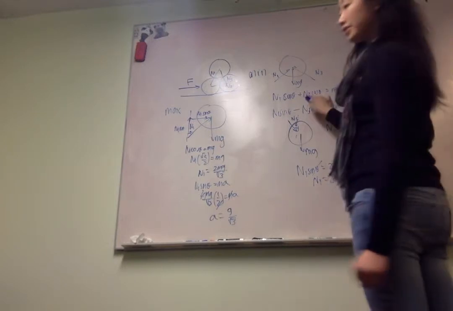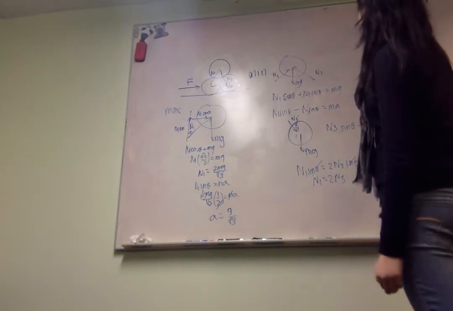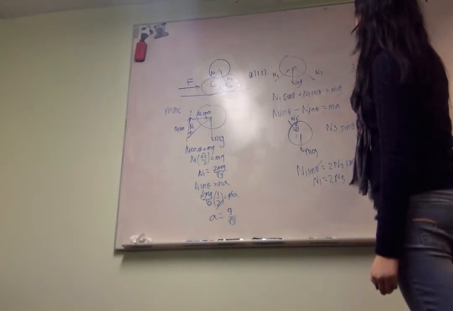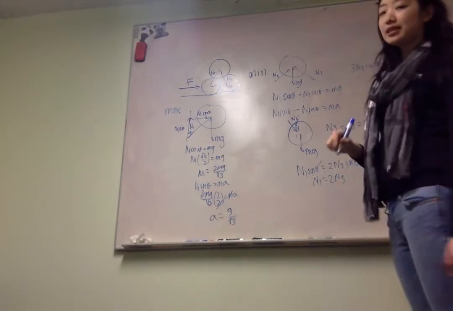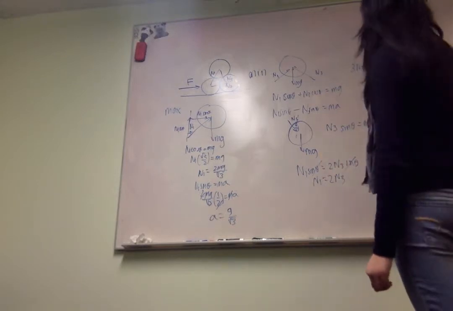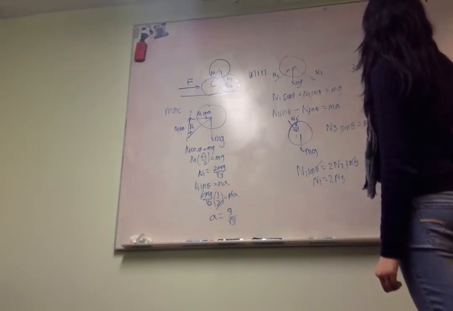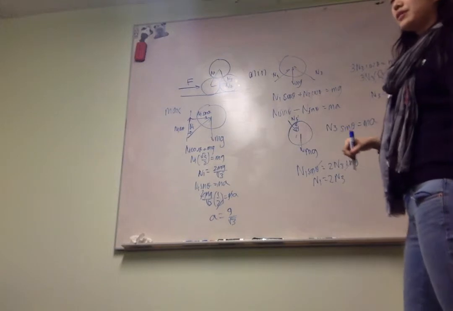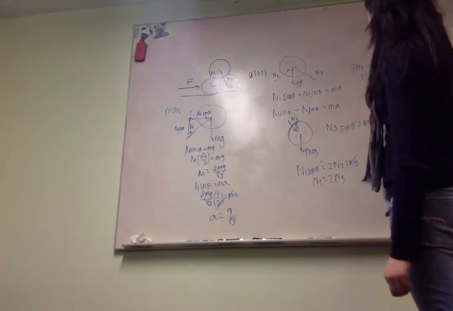Plugging this into here, we get 3 N3 cosine theta equals mg. We know cosine theta is root 3 over 2. So we get N3 equals 2mg over 3 root 3. Taking this back into this equation.